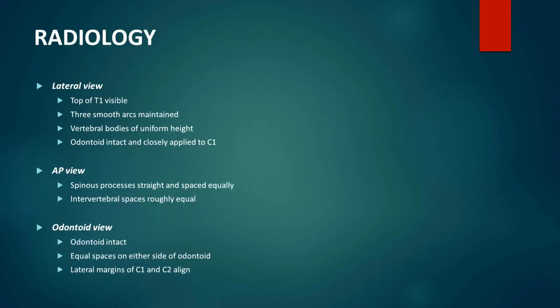So radiology, radiology gold standard used to be plain film, so you would get a lateral view where, to get an adequate lateral view, you had to see the top of T1. You would see that the three arcs of the vertebral column were maintained. Vertebral bodies were all uniform height, and the odontoid is intact and closely applied to C1. The AP view, you can see the spinous process is straight and equally spaced, with intervertebral spaces roughly equal. And then you would get the odontoid view and make sure that the odontoid is intact.